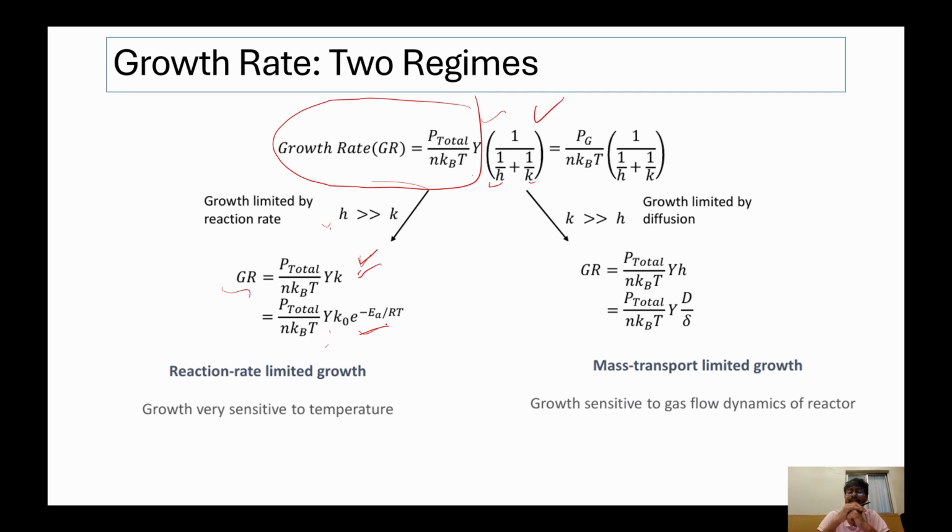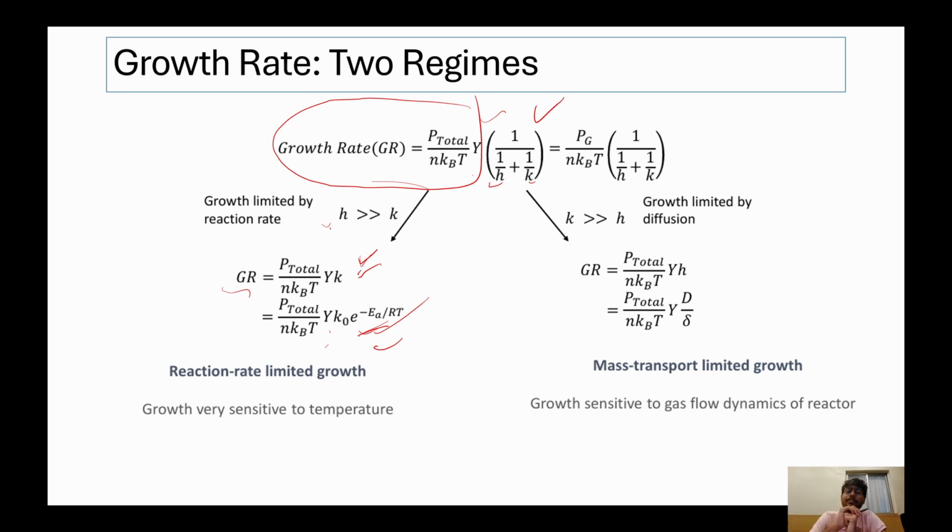And that reaction rate coefficient, or constant, is given by K equals K naught e raised to the power minus EA by RT. This is an Arrhenius kind of plot, and it depends exponentially on the temperature. If you increase the temperature, your reaction rate will be faster. So reaction rate limited growth is very sensitive to temperature, because it depends exponentially on the temperature. This is just chemistry that you might have studied in high school. So that is the thing.